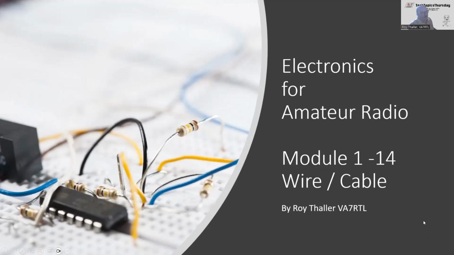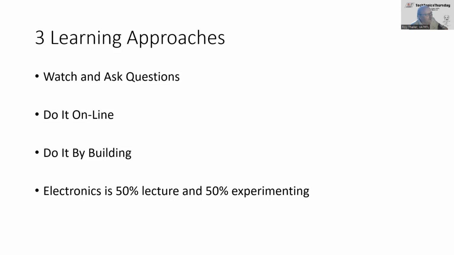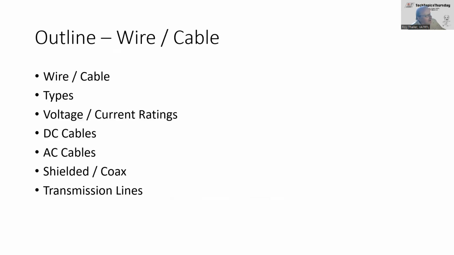And so we'll just talk a little bit about wire and cable today. Shouldn't take that long. We'll talk about wire and cable types, voltage, current ratings, DC cables, AC cables, shielded cables, and coax and transmission lines.